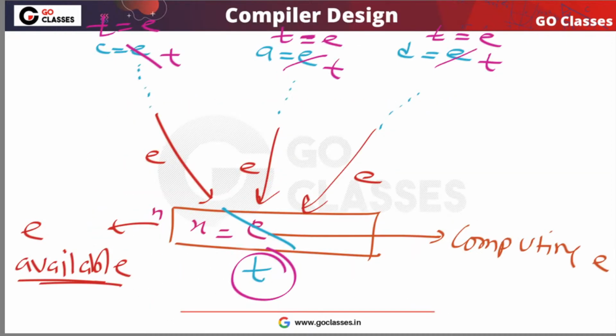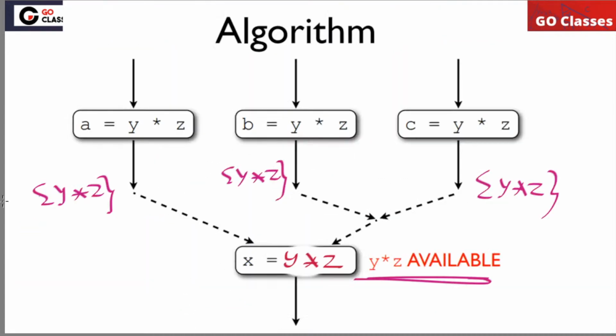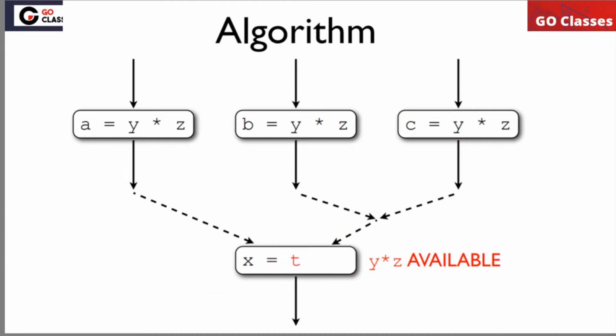Is this algorithm clear to everyone? The algorithm is very simple. Here you can notice on this path y into z is available, on this path y into z is available, and on this path y into z is available. Now you are standing here and you know that y into z is available, but you are computing it again. So you will replace this y into z with t.